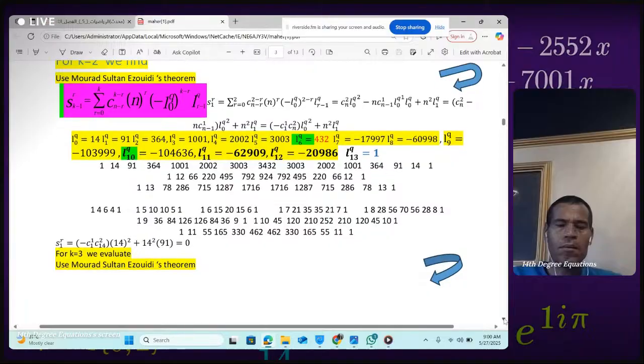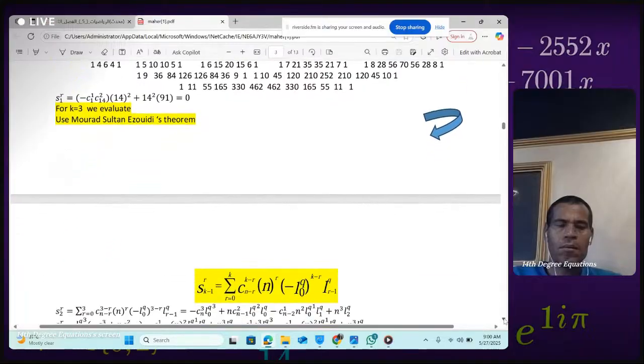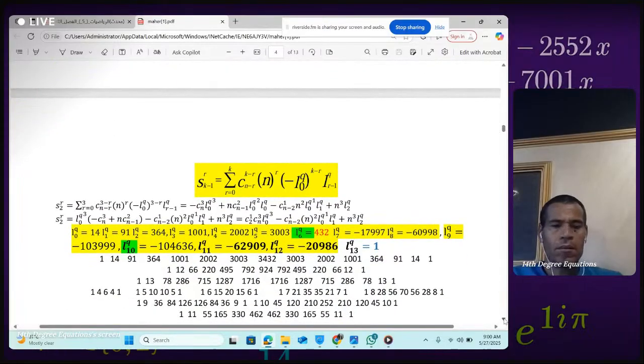Right. So it makes you wonder, is there another way? Could we possibly find exact symbolic solutions even for these really, really high degree polynomials? Well, that's precisely what we're diving into today. Our topic is Ezouidi's theorem.